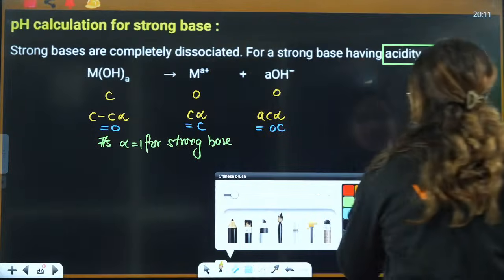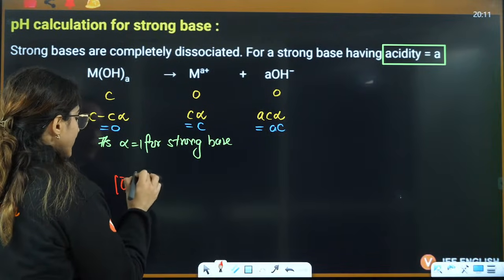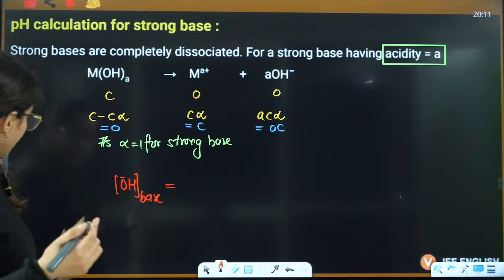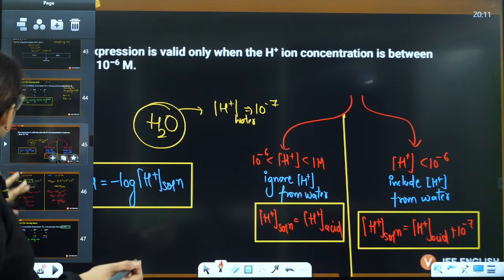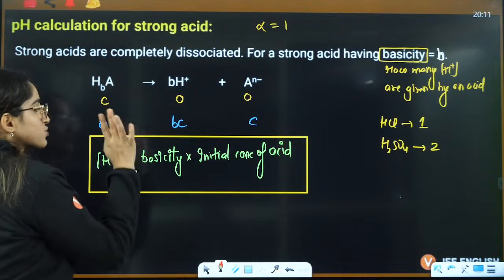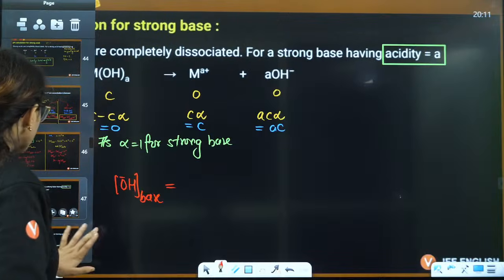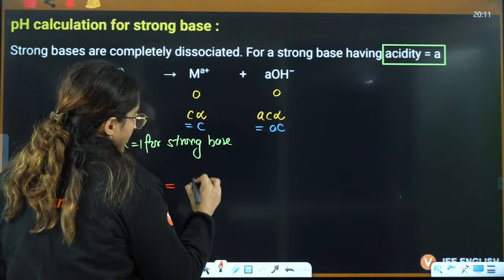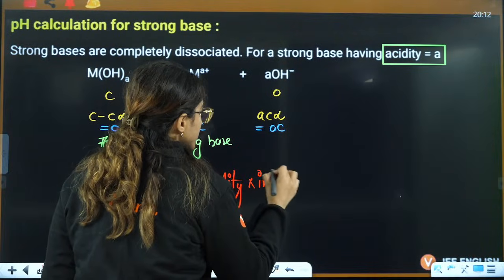So can I say the OH negative concentration is what? This is from the base. In this case also I have told you that all the concentration is getting dissociated, so that's why H positive from acid is this. On the similar line, all the base is dissociated, so OH negative from base is acidity multiplied by the initial concentration.